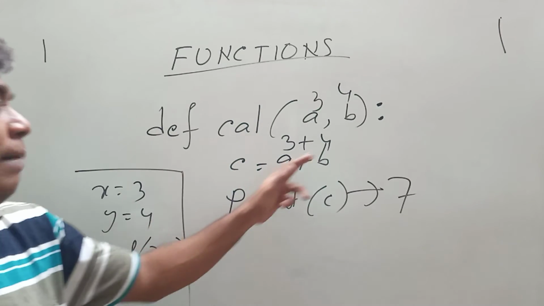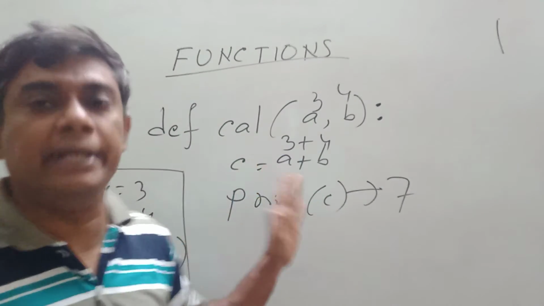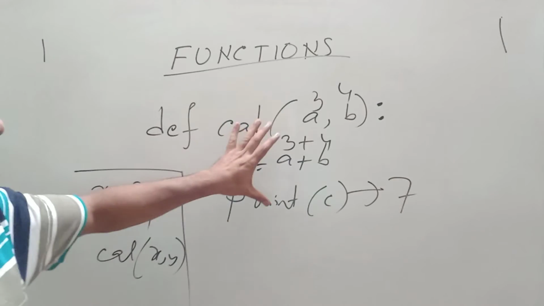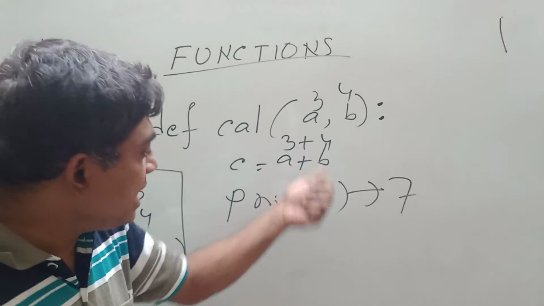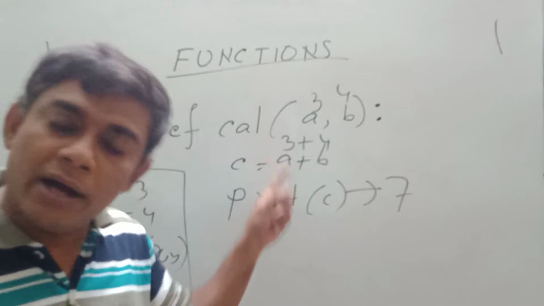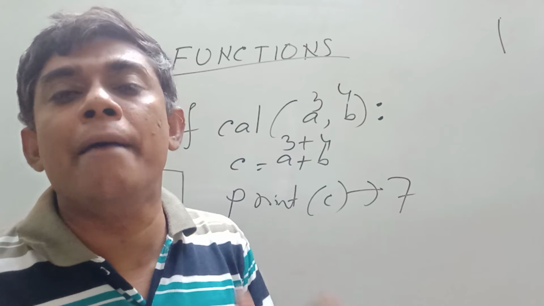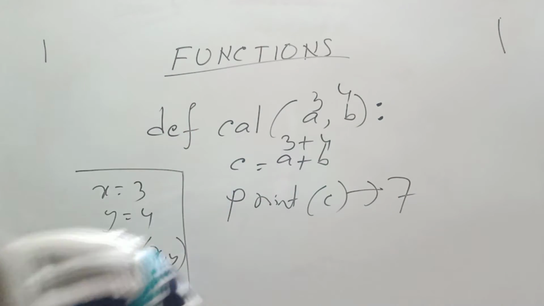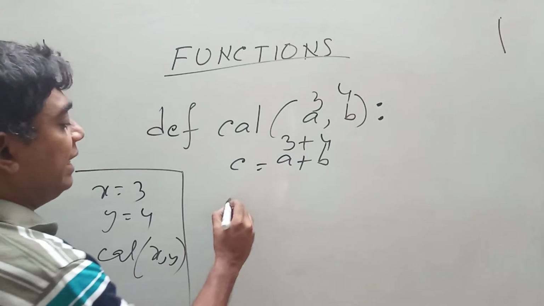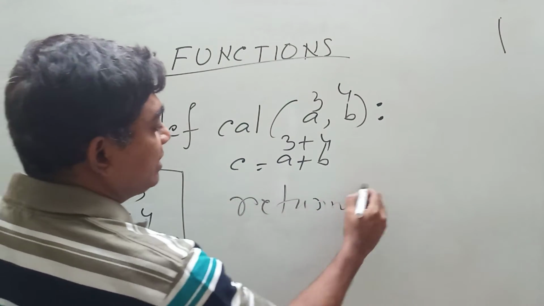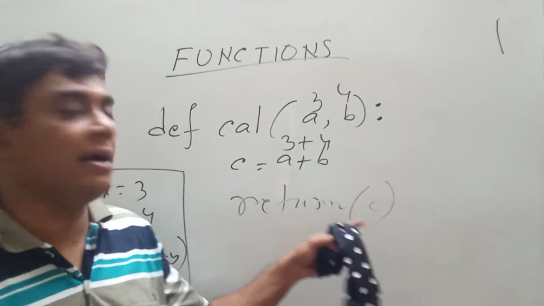So value of x will go to A and value of y will go to B. Understood? Now C equal to A plus B means value of C is 7. Print C means it will print the value of C. Now this function will print the output inside the function body. Instead of printing the value inside the function body, we can also return the output to the main function. Means instead of print C here, we have to write return C.